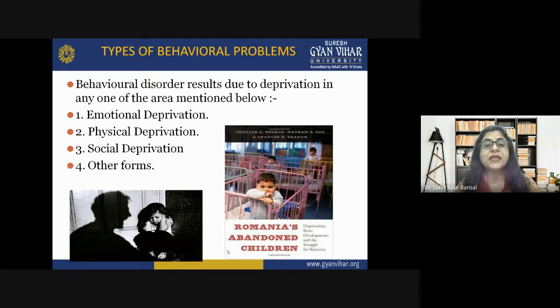Now let's understand students' types of behavioral problems, and it's very important for all of you to understand it very attentively, because these behavioral problems you might see in your classrooms, or you might see in children in your family also.